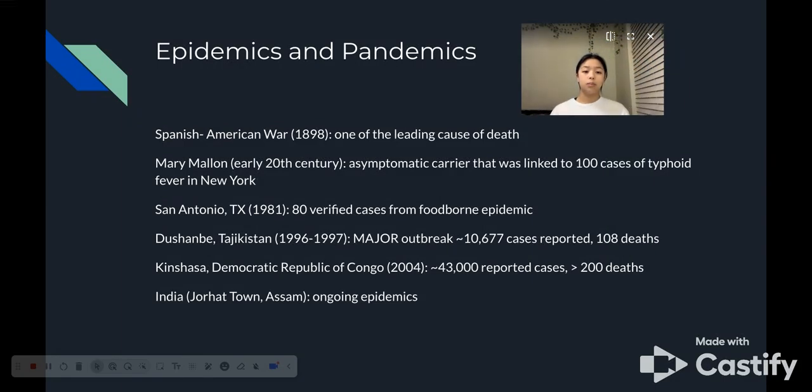So we also have epidemics and pandemics in history, such as the Spanish American War. We also have Typhoid Mary. She was an asymptomatic carrier that was linked to 100 cases of typhoid in New York. There's one recently in San Antonio, Texas, 1981. It was confirmed that it was typhoid fever, and there were 80 verified cases. In Tajikistan, there were around 108 deaths that were reported. And in DR of Congo, there were over 200 deaths. Right now, currently in India, Jorhat, Assam, there's still ongoing epidemics going on.